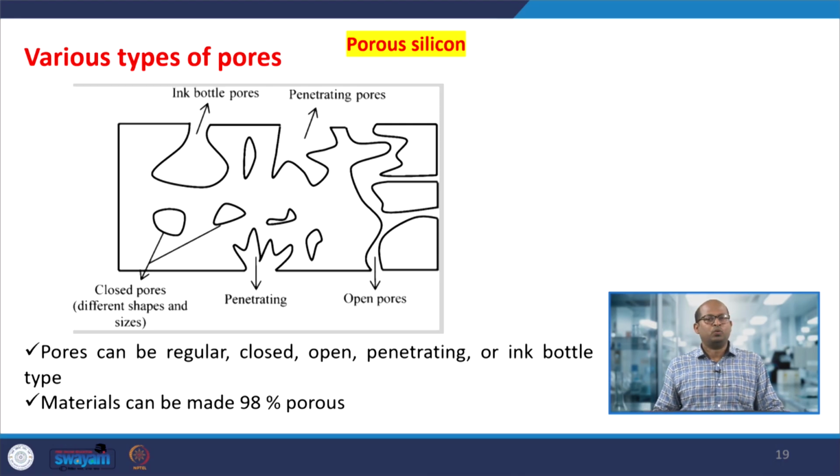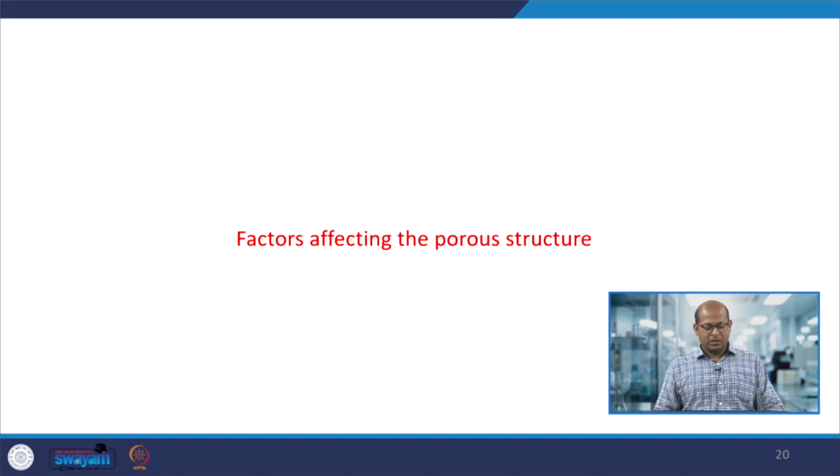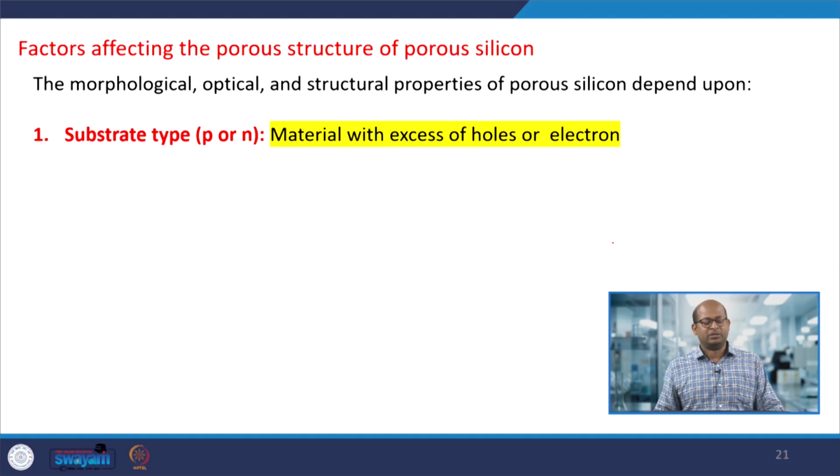So various types of pores: when pores develop above the surface of the silicon, different types of pores may form, such as irregular, regular, closed, open, penetrating, or ink-bottle types. These are the different geometries that have been considered based on different studies, proposing that different pore structures may form during pore formation over the surface of silicon.